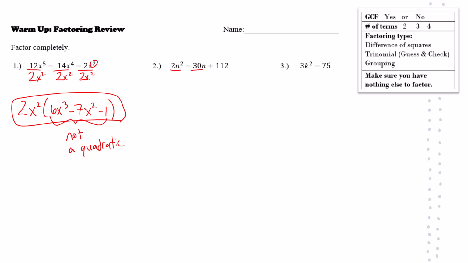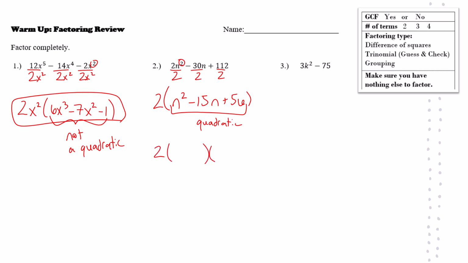Number 2 is also a GCF to start. So you can divide those all by 2. We take that out, we're left with n squared minus 15n plus 56. And now this is a quadratic. And we can also tell from the very start, this is a quadratic. The highest exponent is a 2. And so we need to factor this into 2 more binomials.